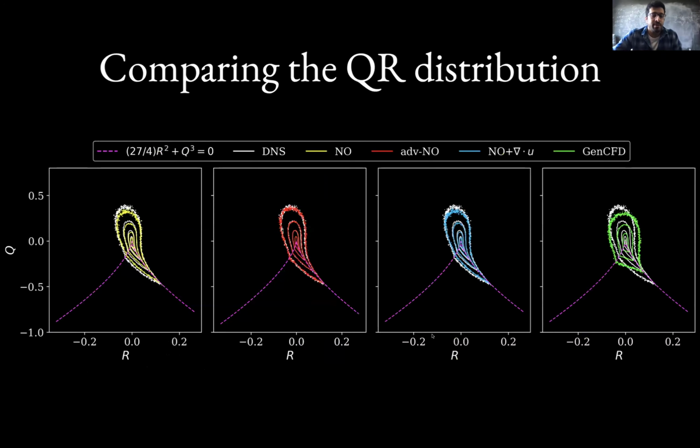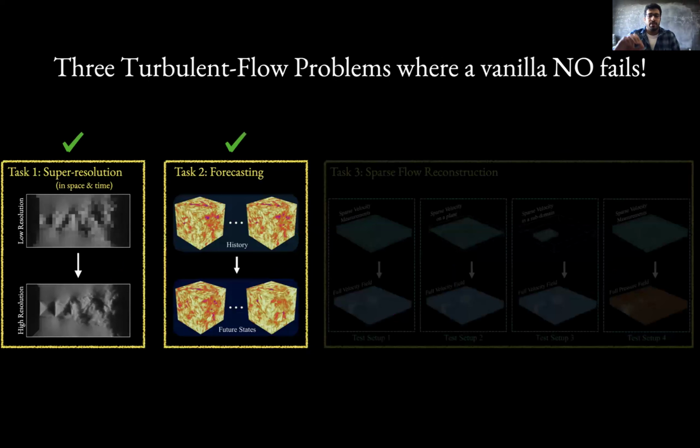So we decided to compare the QR distributions of the DNS with each of the predicted states. Because it's a probability density function over Q and R, we tried to draw iso contours at certain levels of this probability density function for DNS and overlay it with neural operator on the first box, adversarial neural operator in red color in the second box, neural operator plus divergence free, which is the incompressibility constrained neural operator, in the third box, and the Gen CFD in the fourth box. Again, you see the best alignment with the DNS QR distribution with the adversarial neural operator, followed by NO and NO plus divergence free, and followed by Gen CFD. Let me know if you have any questions.